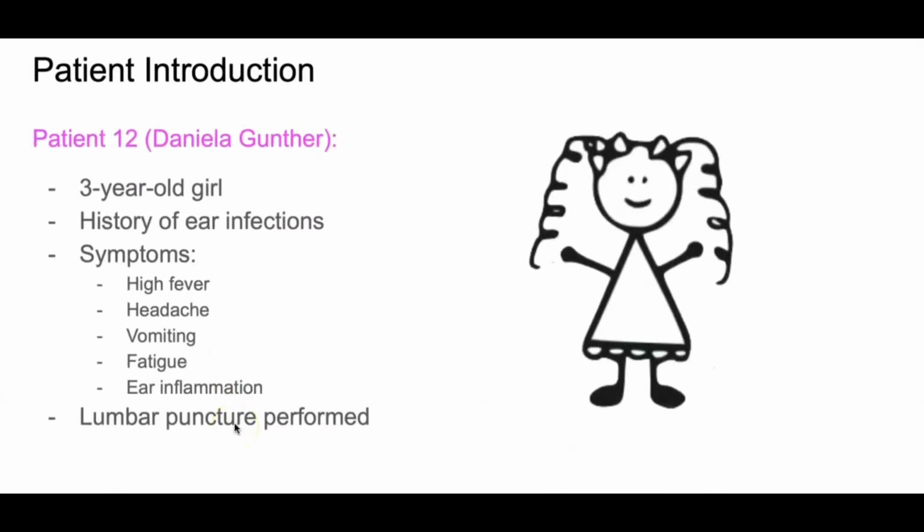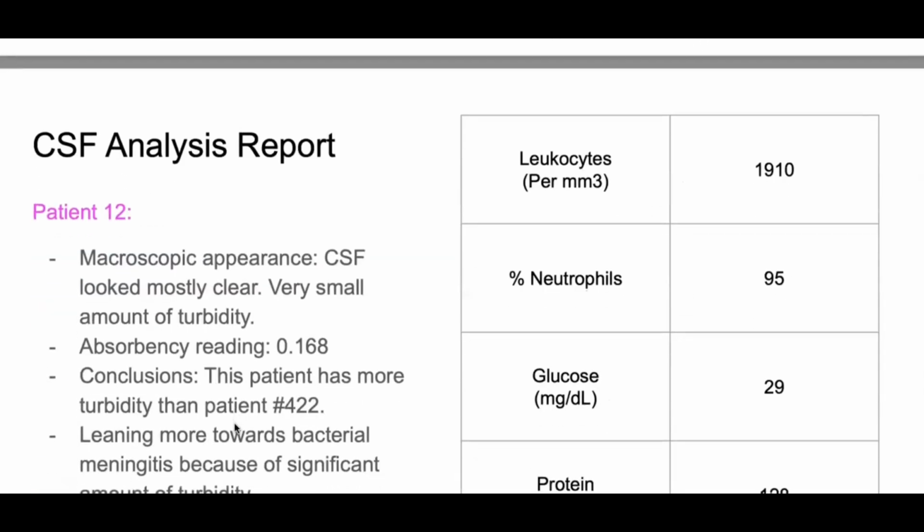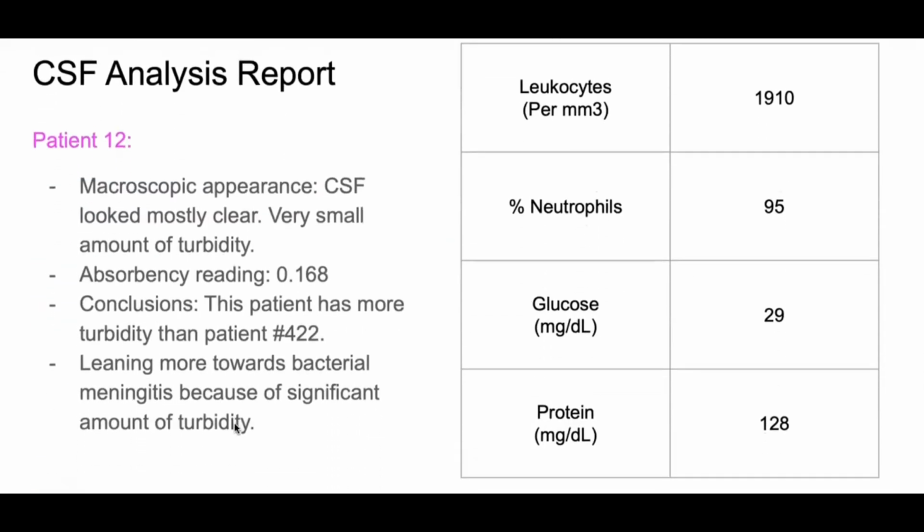So to start off, my patient is patient 12, a 3-year-old girl who has a history of ear infections, and her symptoms are high fever, headache, vomiting, fatigue, and ear inflammation. There was a lumbar puncture performed on her, and when we were analyzing her CSF, it looked mostly clear. There was a very small amount of turbidity.